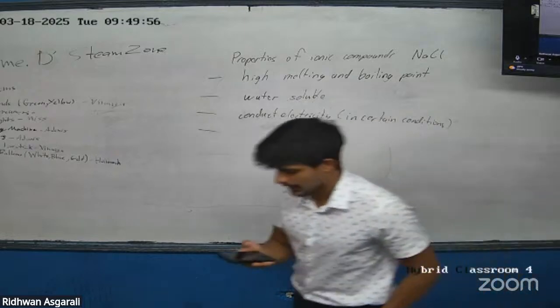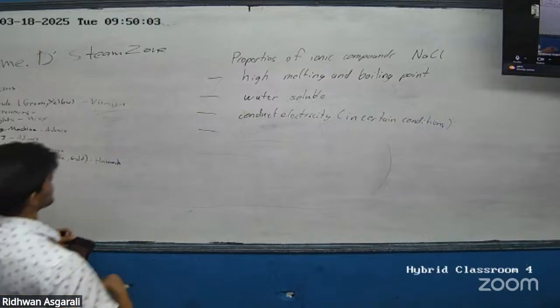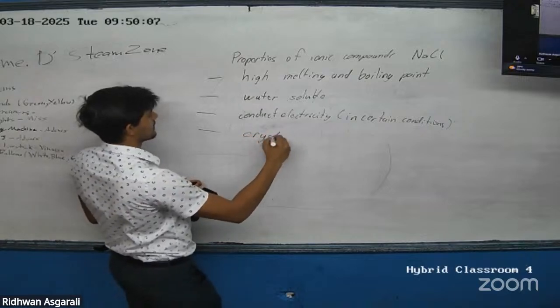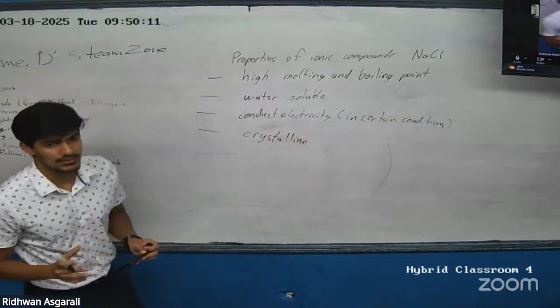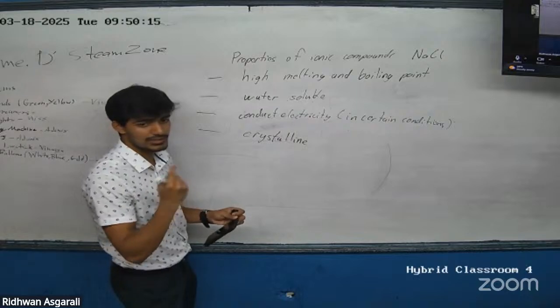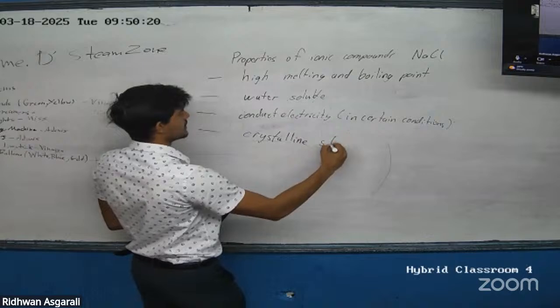Right? And the last one, they have a crystalline structure. To an extent, they refract light. So you know, like if you shine light through a diamond, you refract the light to some extent. So they have a crystalline structure.